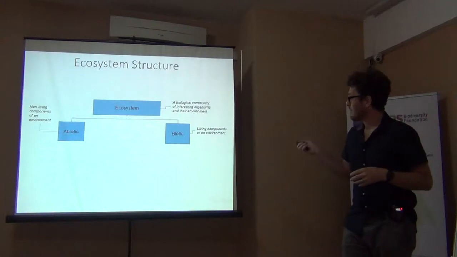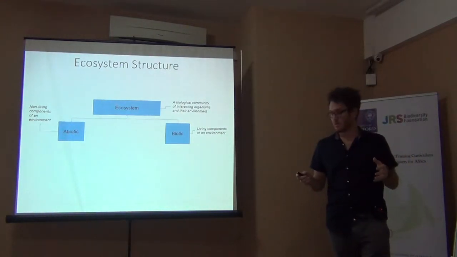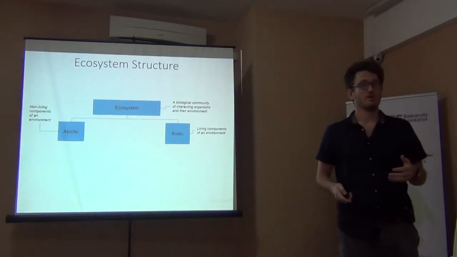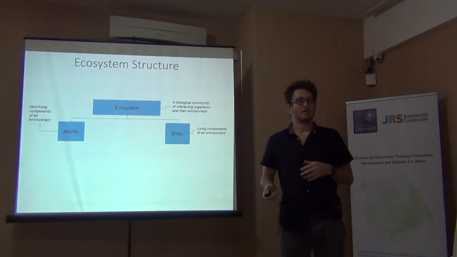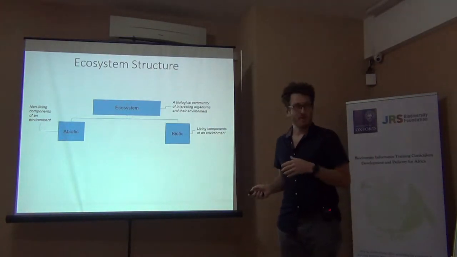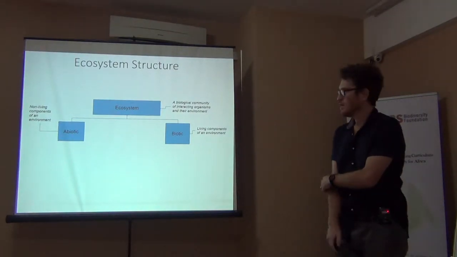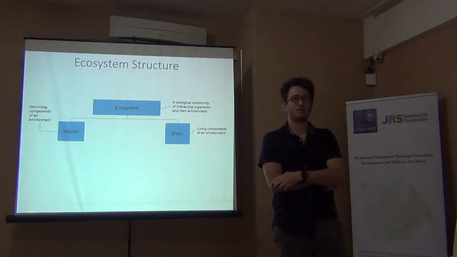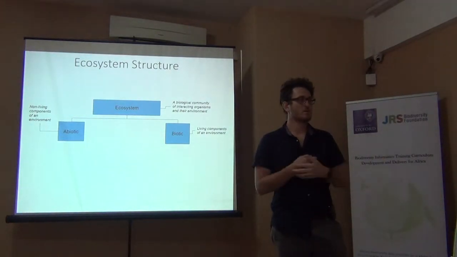Okay, so we have the biotic, the living components of a system, and we have the abiotic, the non-living components of a system. A lot of times we focus on these biotic components, and we sometimes maybe don't give enough credit to the abiotic components, but they're of course very important. So what are we talking about when we're talking about abiotic? What does that mean? Examples? Non-living factors like soil. Soil. Okay.